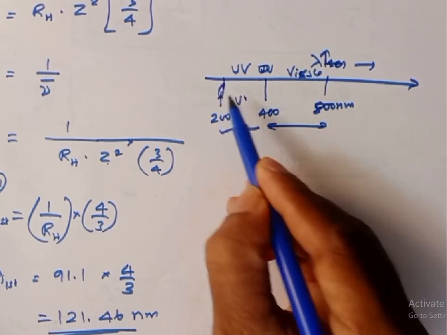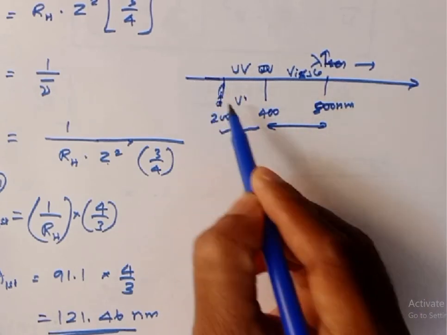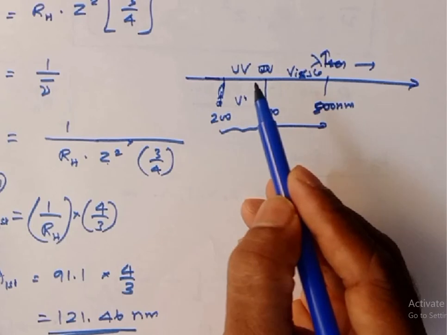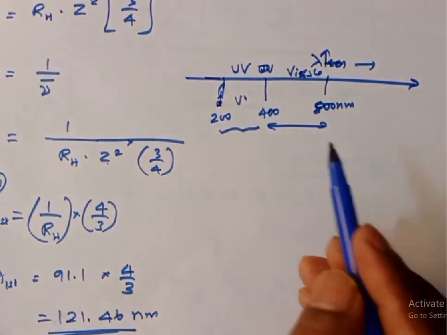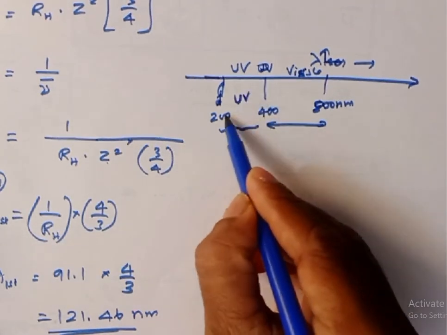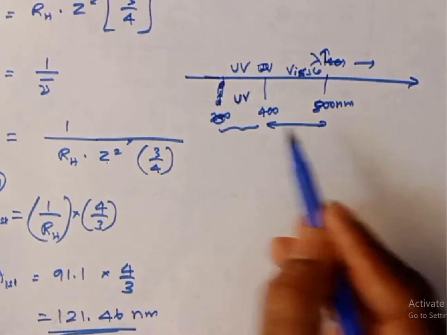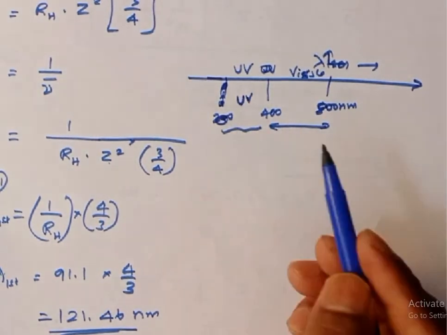I'm sorry, below 400 we have UV. Not 200, I'm sorry. We have near UV and we have far UV and all.